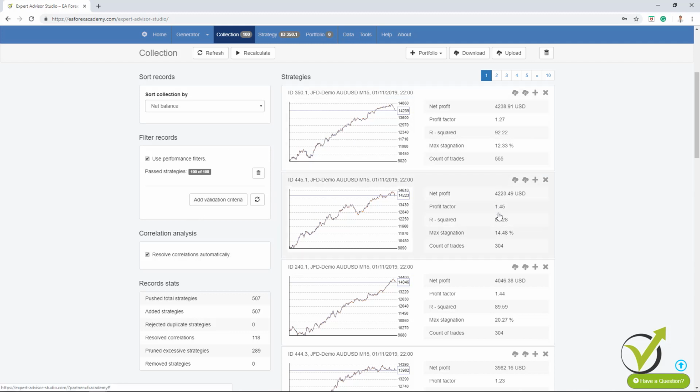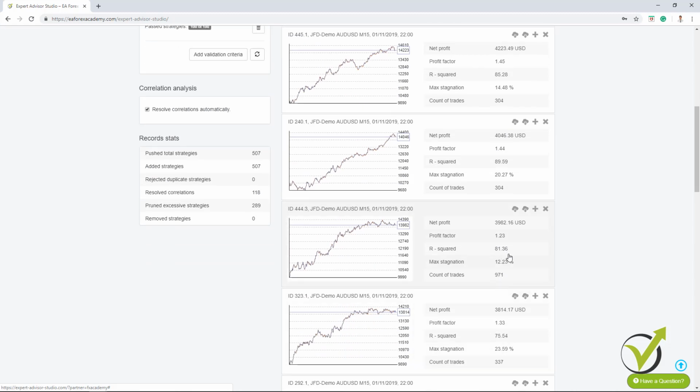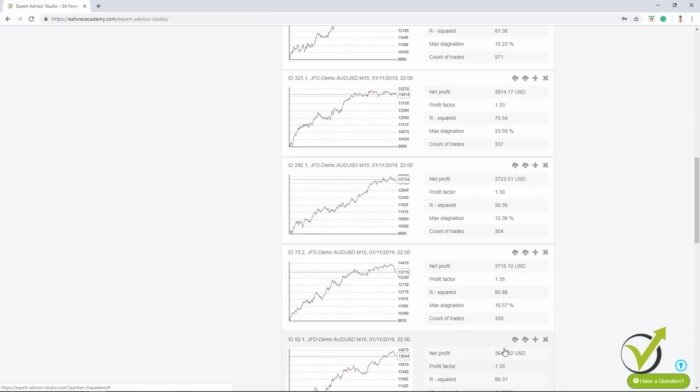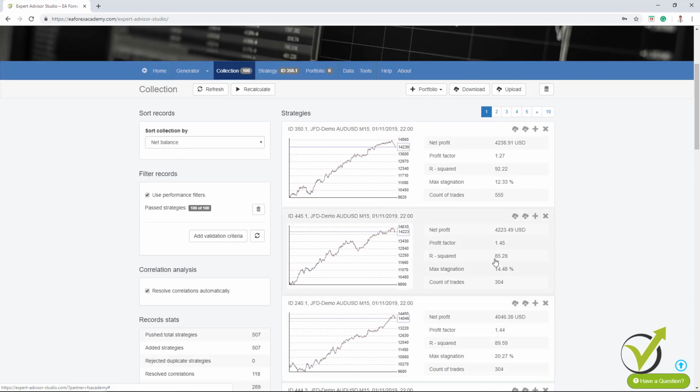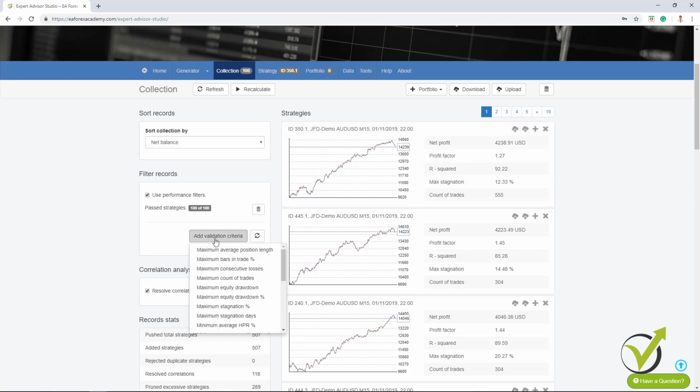But all of these strategies, if you look at them, they have higher criteria from what I have said in the previous lecture. With the acceptance criteria, we have profit factor above 1.1, R squared above 70 with all strategies, and we have over 300 count of trades for every strategy that you see right here in the collection. Okay, so what I will do, I will add some more validation criteria.